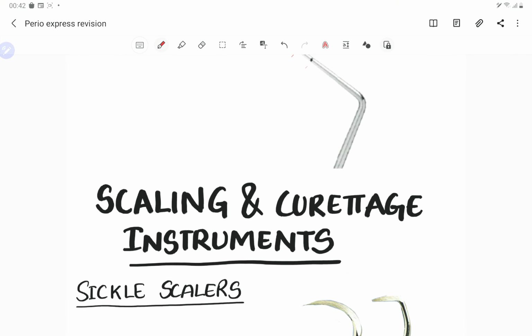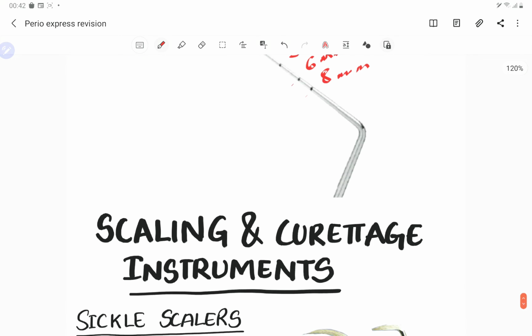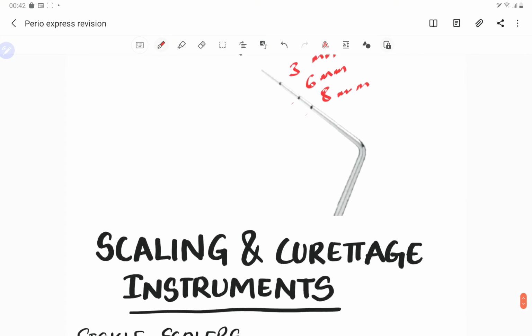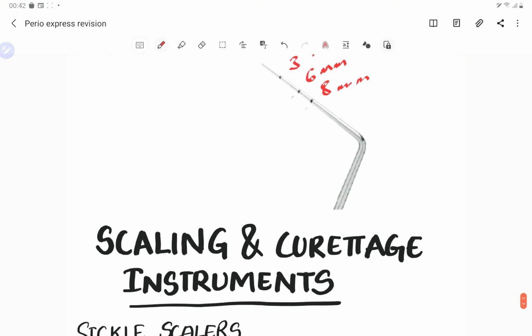So guys, that's about the probes. We have covered the Marquis color coded probe with the 3 millimeter sections. We have covered the Michigan O probe with the Williams markings, and for the Williams markings we know that 6 and 4 are absent, and the Michigan O probe.